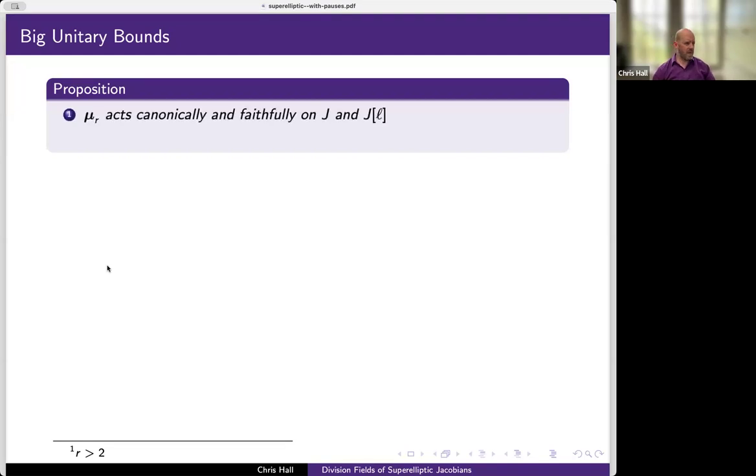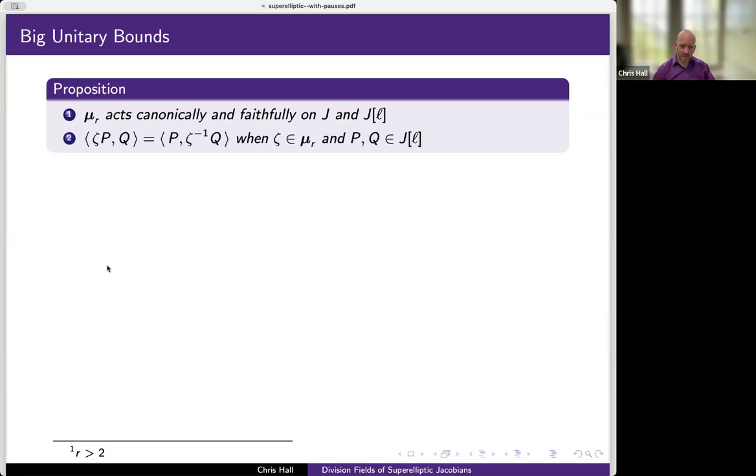And so I'm going to remind you that we had several slides ago a discussion about the fact that this group mu r acted on the curve C. And then J is the Jacobian of this curve. And I'm going to tell you that I've just claimed that there's a nice canonical action of the r roots of unity on J, and consequently on the submodule of l-torsion. These are relatively basic facts, nothing deep hiding here.